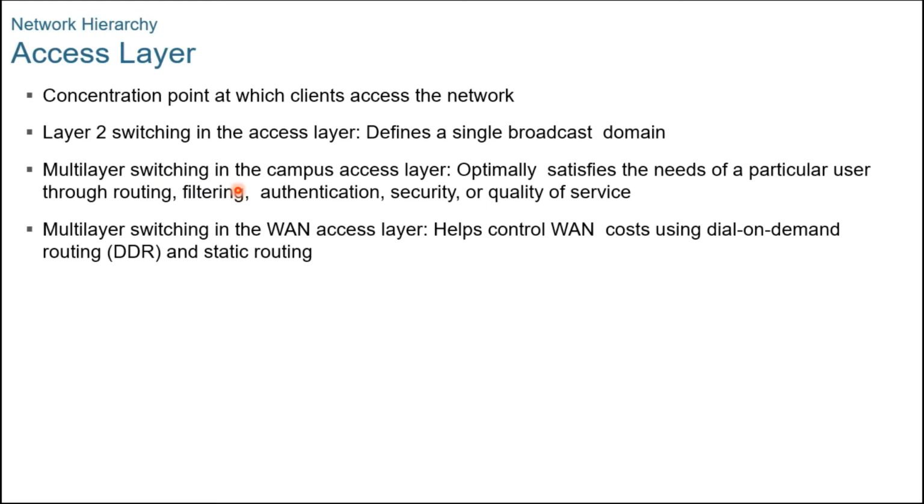Access routers provide access to remote office environments using various wide area technologies combined with multilayer features such as route propagation, packet filtering, authentication, security, and of course QoS, or quality of service. These technologies allow the network to be optimized to satisfy a particular user's needs. In a dial-up connection, dial-on-demand routing, or DDR, and static routing can be used to control costs.